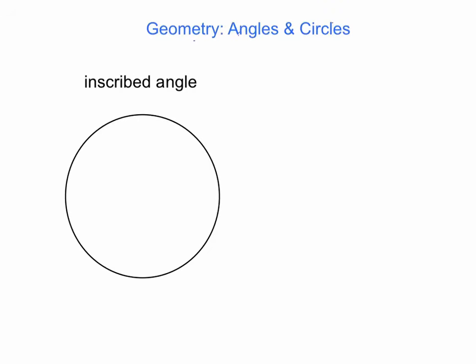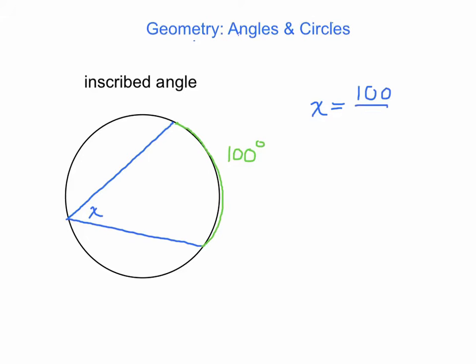Let's first look at an inscribed angle. I'm going to draw an inscribed angle by just drawing 2 chords that meet on the circle. Let's assume that this arc that the inscribed angle sweeps out is 100 degrees, and we're trying to find that angle. It turns out that that angle is going to equal half of the arc. So an inscribed angle is equal to the measure of the arc divided by 2, which in this case is 50 degrees. So that angle is 50 degrees.